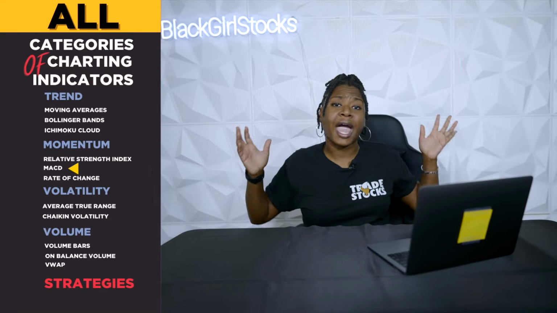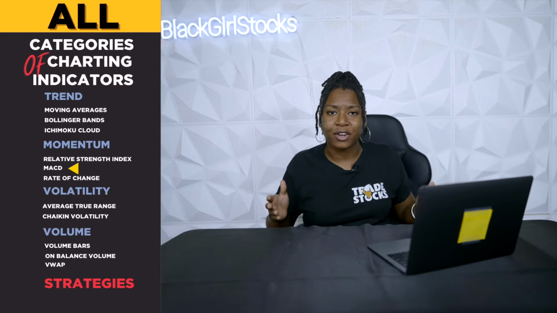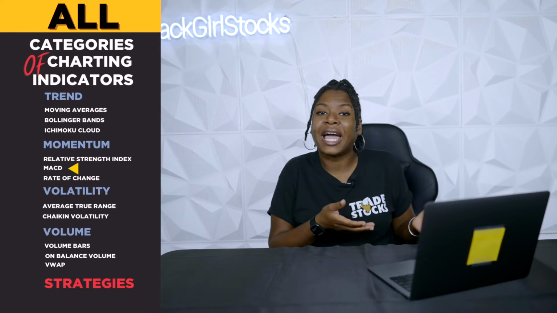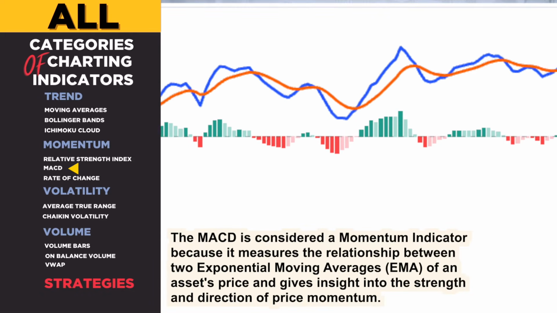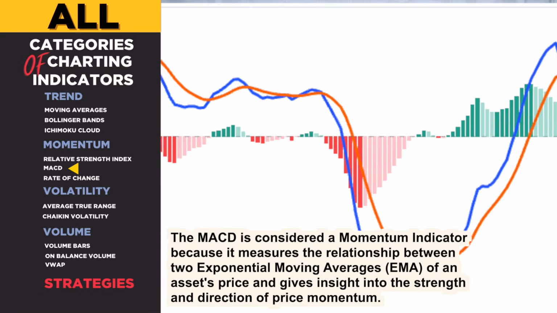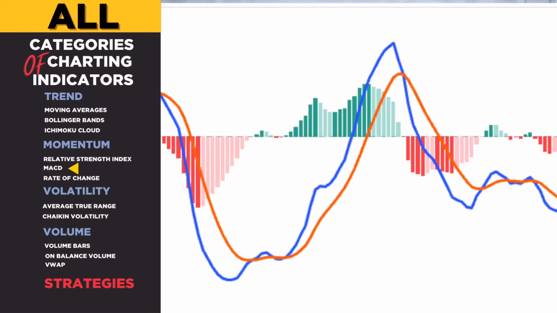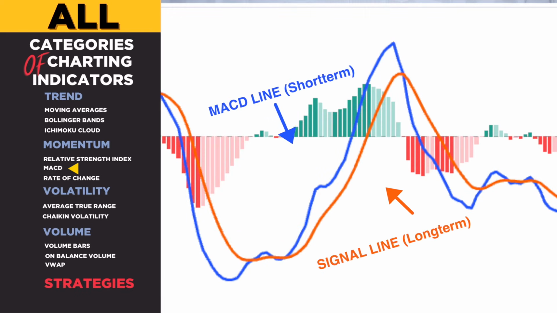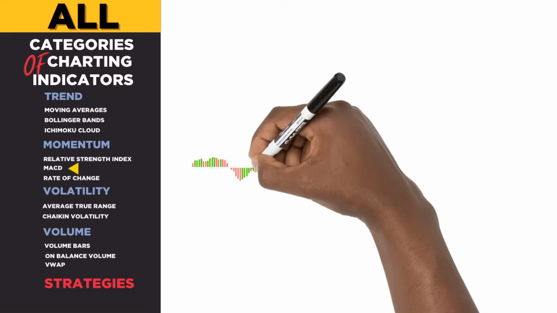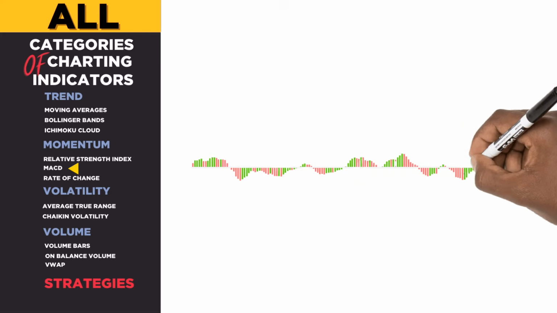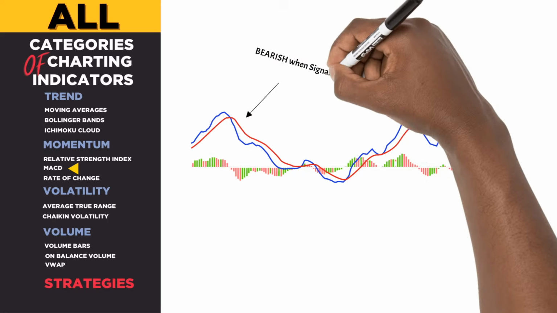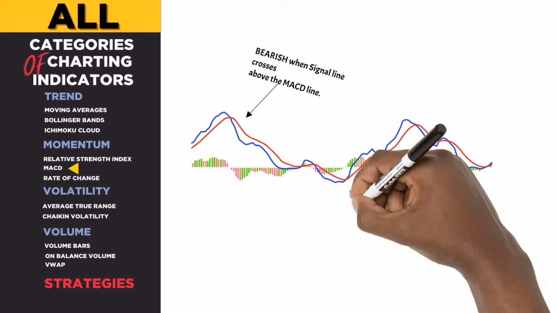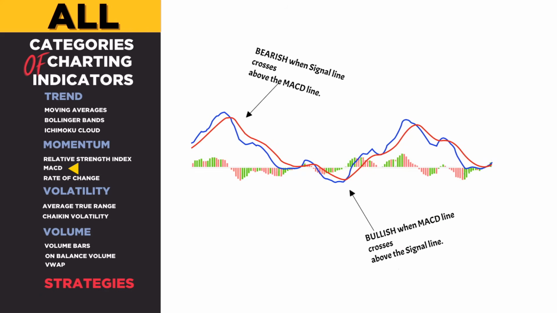Back to the video. Let's look at the moving average convergence divergence, or more popularly known as the MACD indicator. The MACD is considered to be a momentum indicator because it measures the relationship between two exponential moving averages. Okay, so that's going to be the MACD line and the signal line, and you can color that whatever you want. So you're going to have a short term and a long term of that asset's price. The MACD indicator is going to give you an insight into the strength and direction of the price momentum. And by doing that, that's going to help you find potential trend reversals and also shifts in momentum.